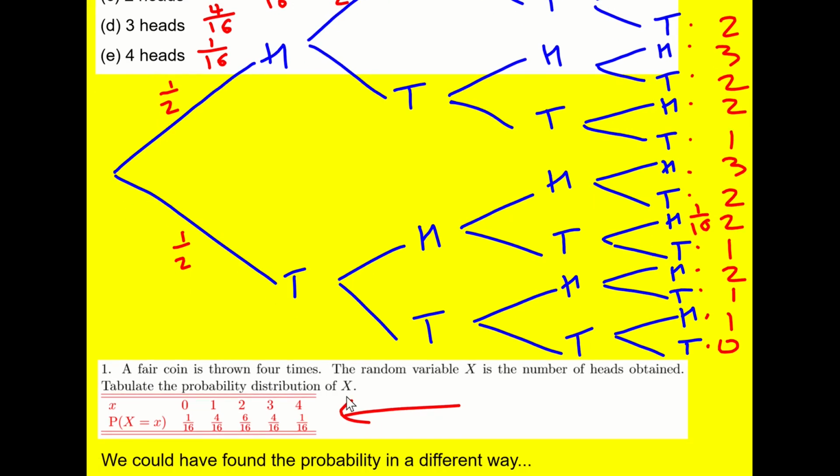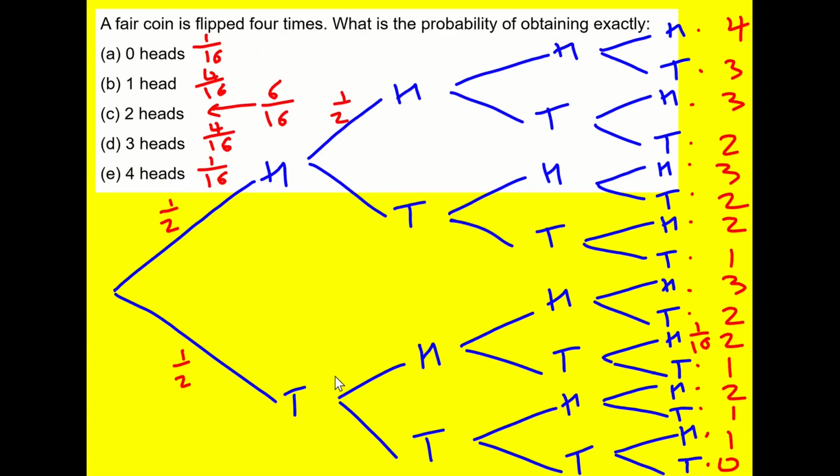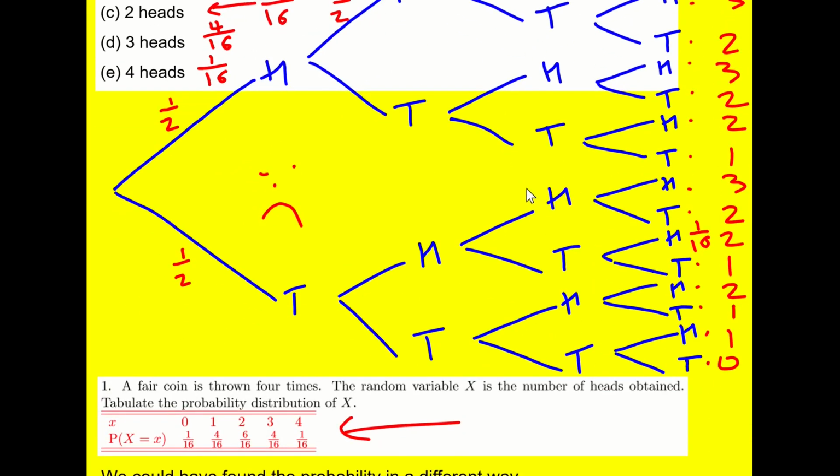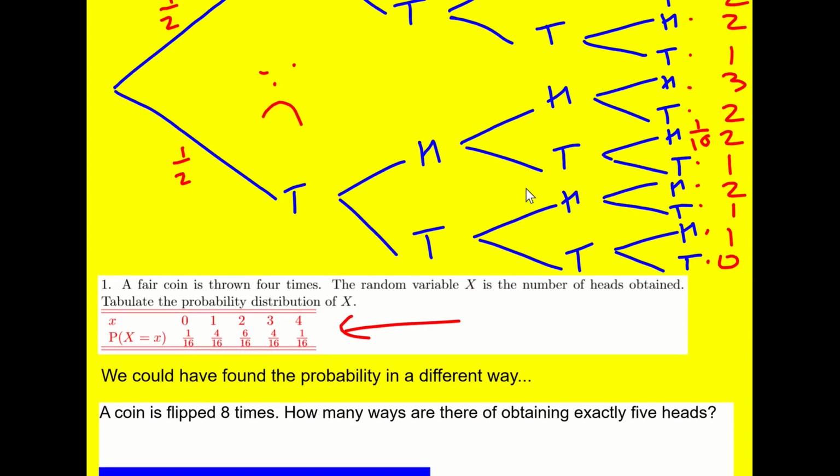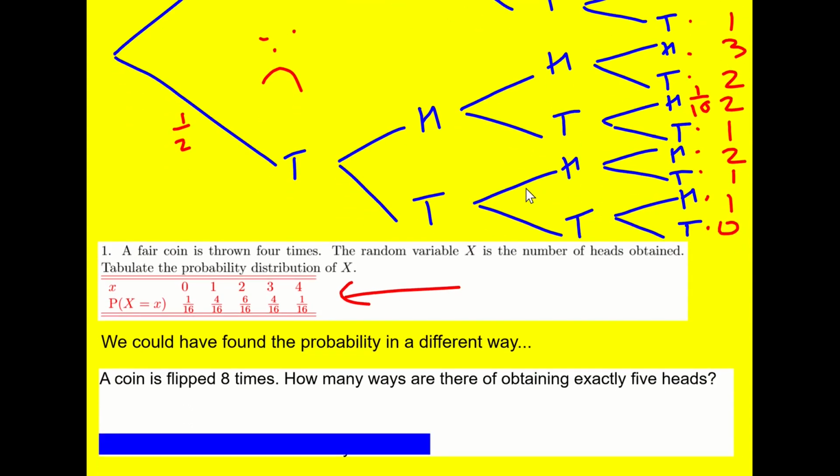Okay, that was quite a lot of work. And what would happen if I changed it to 10 times? This is what would happen. That does not look good to use a tree diagram approach. And it turns out there's a quicker way. There's a much quicker way, in fact, and that's what we're going to look at today. We can find it in a different way, and we're going to be using what we did last lesson.